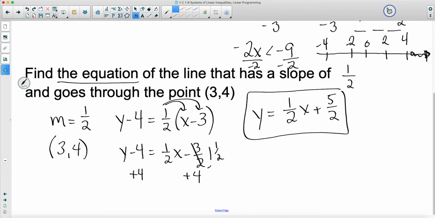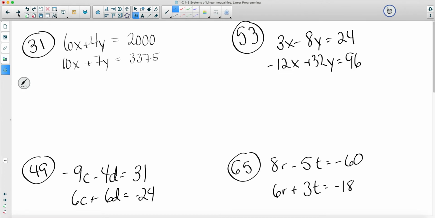Okay, so there are your bell ringers. The next thing we're going to look at are a few homework questions. Okay, so 31, I actually wrote that out for you the other day. That was the one with the t-shirts and the hats. So we'll look at how we actually get our answer for that one, but just to remind you guys how we set that one up, okay?